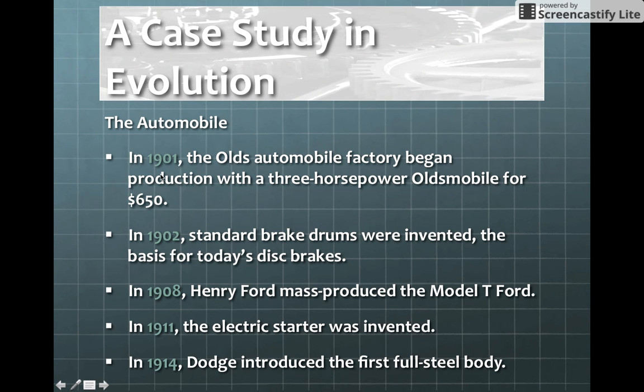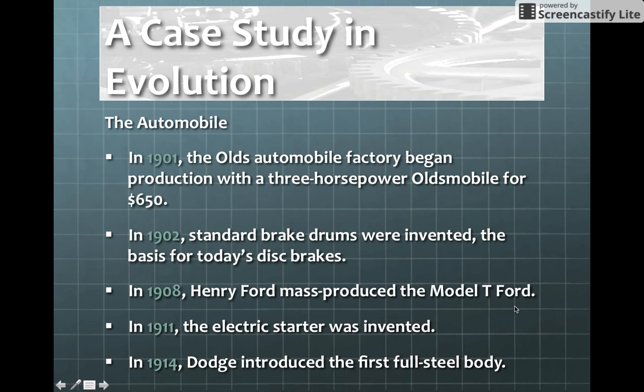So focusing on the automobile, you see in 1901, the Oldsmobile factory began production with a 3-horsepower Oldsmobile for $650. So it started the whole process. Then you see it wasn't a full innovation, but now we're improving different little parts of it. So within the evolution of a product, you're not necessarily changing the whole thing over and over and over again. You're just improving different little bits. So in 1902, standard brake drums were invented, which are our brakes.